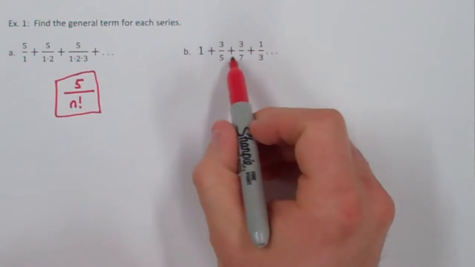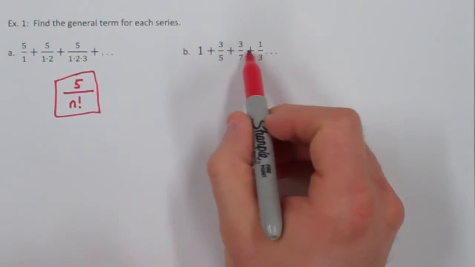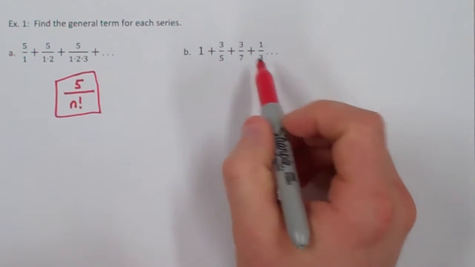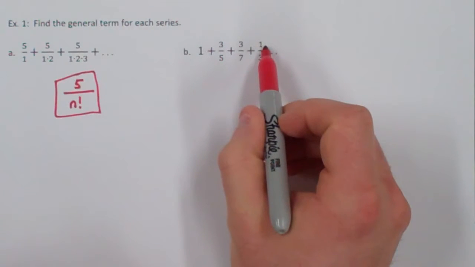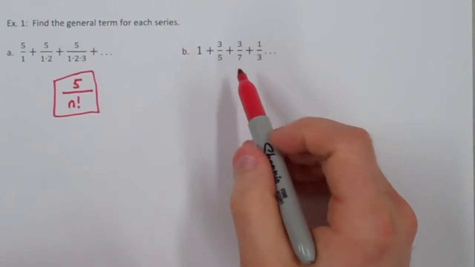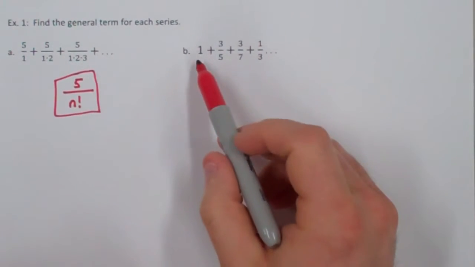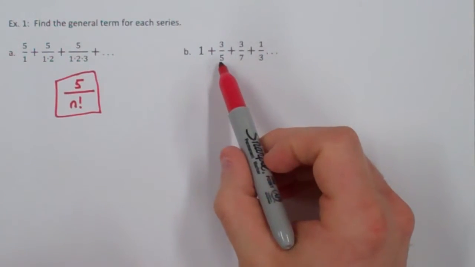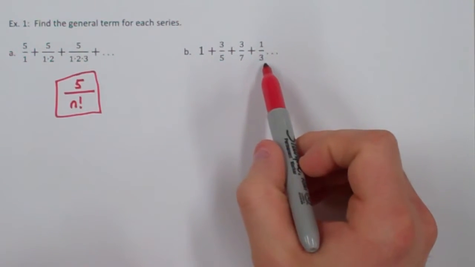For this next one, what we need to do is rearrange some of these fractions first. I see a 1, a 3, a 3, and a 1, which maybe is a pattern, but it doesn't seem like it's going up by the same thing, or being multiplied by the same thing, or any squares or anything like that. And we've got 5, 7, and then it jumps down to 3.